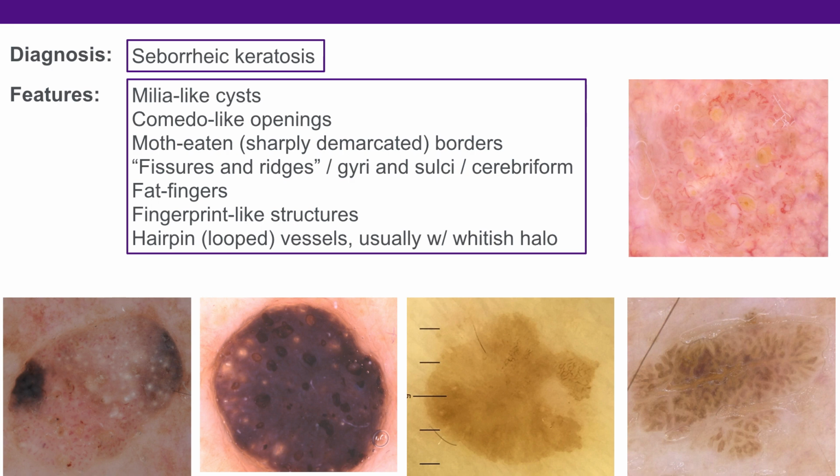The classic features to look for in a seborrheic keratosis would be the white milia-like cysts, the brown comedo-like openings, those moth-eaten or sharply demarcated borders, the fissures and ridges or cerebriform areas forming gyri and sulci, fat fingers, fingerprint-like structures, and hairpin or looped vessels, which can have a whitish halo.